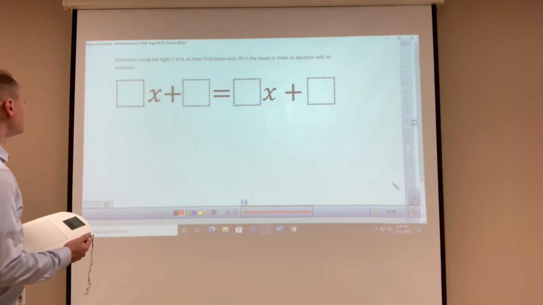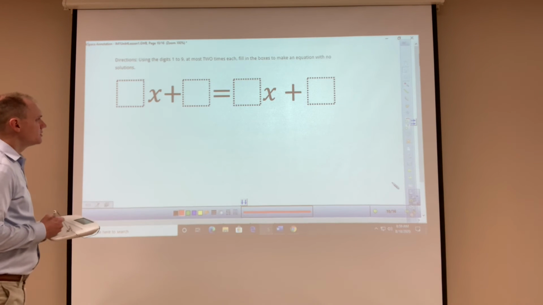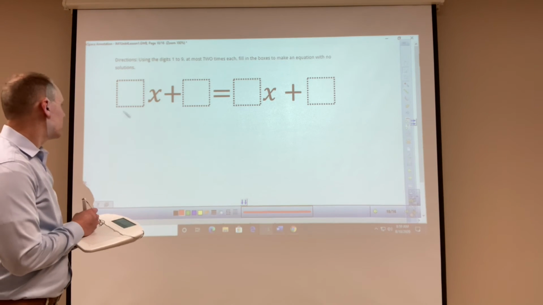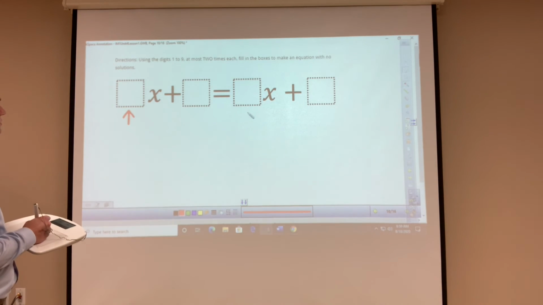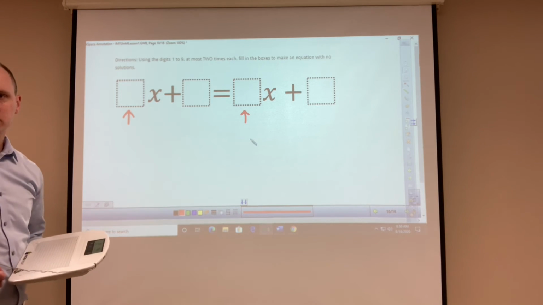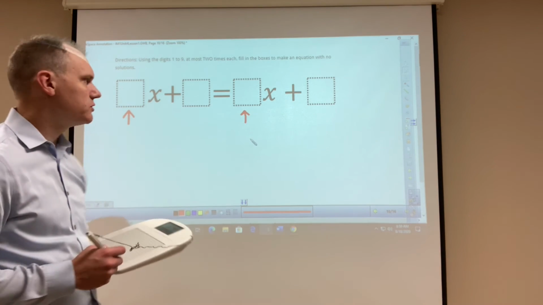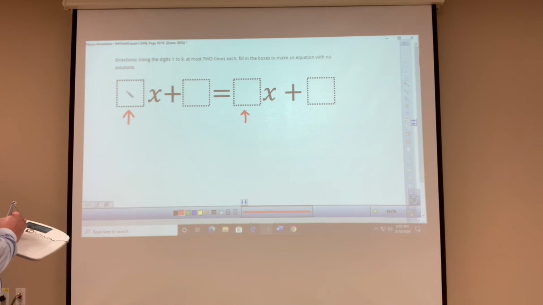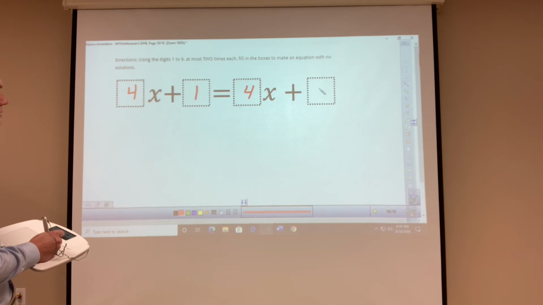All right, so what has to happen here is these two have to match. These two have to match. So for example, we could do 4 and 4. And then it really doesn't matter what these other ones are. I could do like a 1 and a 3.